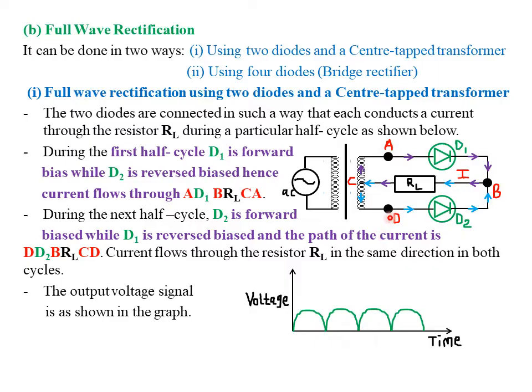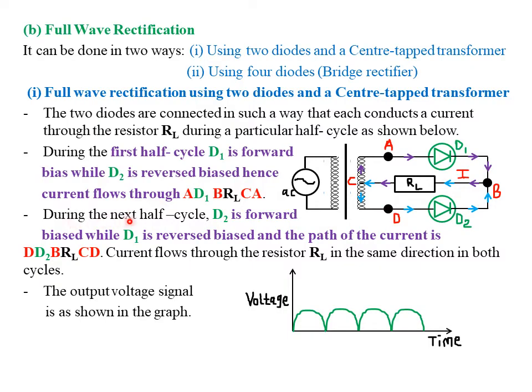So during the next half cycle, point D is positive, therefore the current flows from point D, then through the diode D2, which of course is forward biased, then through point B. When the current gets to point B, it cannot use the upper route because it will meet the diode D1, which is now reverse biased. Therefore, the only direction that the current will flow is through RL, then point C, back to point D.